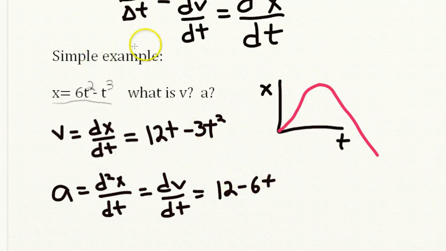So there's our simple example. The position here is given as a function of time. The question is, what is the velocity and what is the acceleration? So we can get the velocity here just by taking this derivative. We get 12t minus 3t squared. So that's the velocity as a function of time. And the acceleration as a function of time is 12 minus 6t.